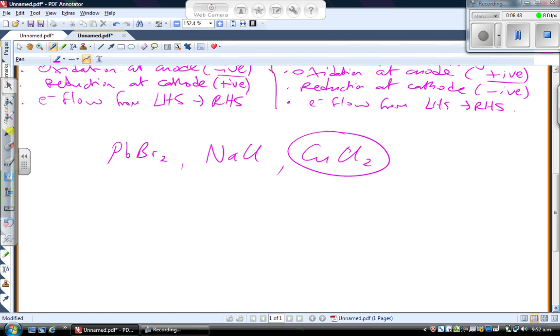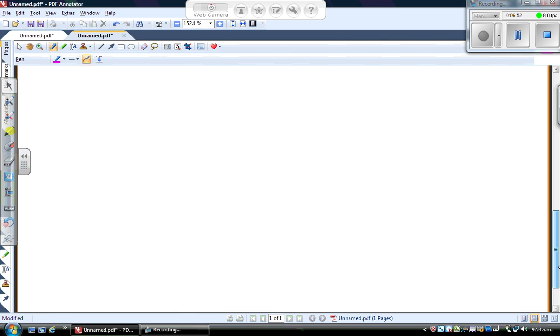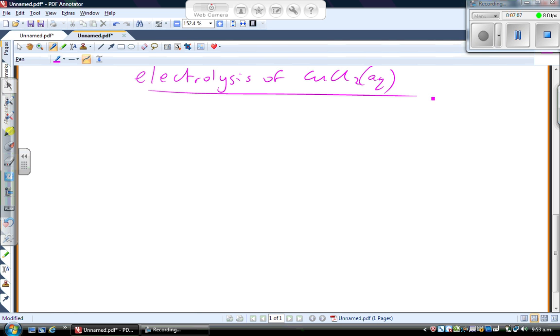Let's just talk about copper chloride and the electrolysis of it. Electrolysis of copper chloride, which is a turquoisey blue solution. Okay, so the cell that we had would have been like this, just one container.